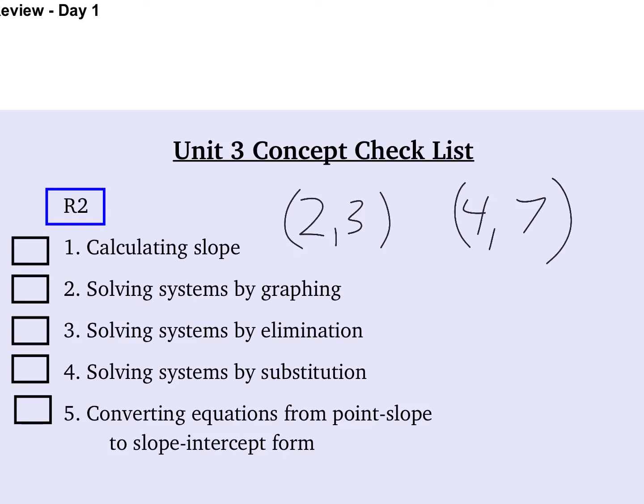All right, so we're finding the slope. This is a checklist. We're starting a review. Today is a review. Tomorrow's a review. Test Wednesday. That's the current plan.